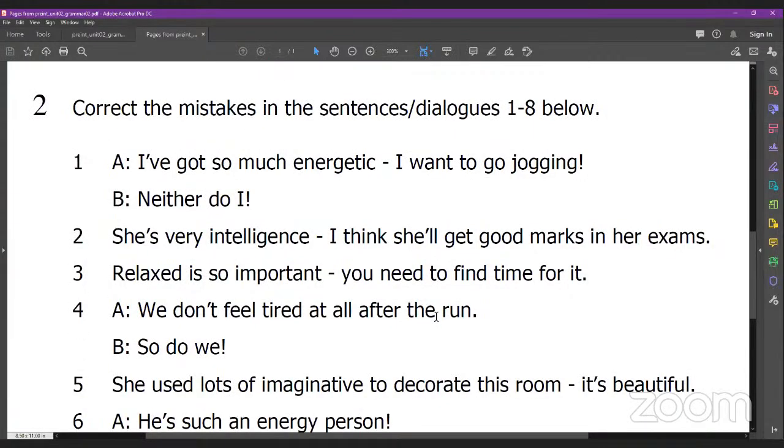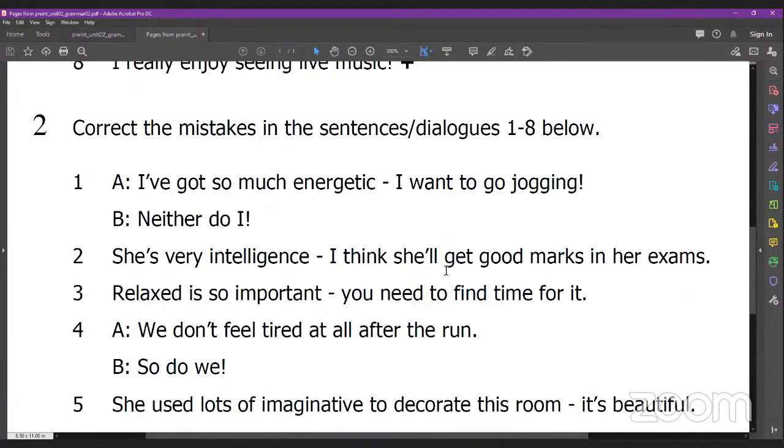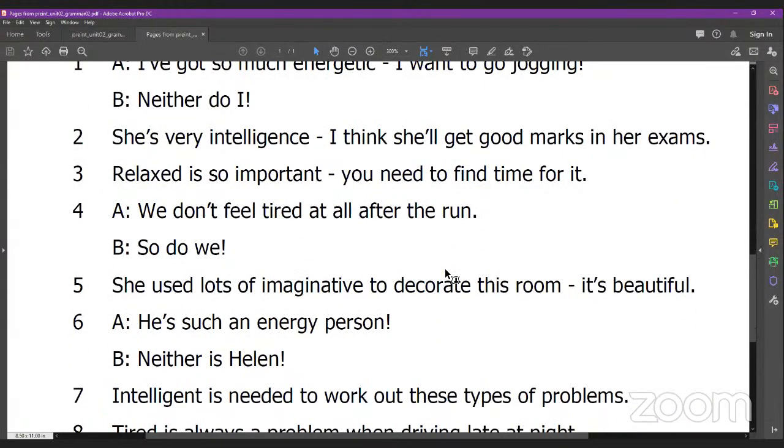In activity number 2, you're going to correct the mistakes. Correct the mistakes in sentences, dialogues number 1 up to number 8. In number 1, "I've got so much energetic. I want to go jogging. Neither do I." This is incorrect because it said "I want to go jogging," quiero ir a trotar, and letter B said "neither do I." I think that's wrong. So you have to read each of these carefully, look for so and neither, spot the mistake and correct it. Okay?